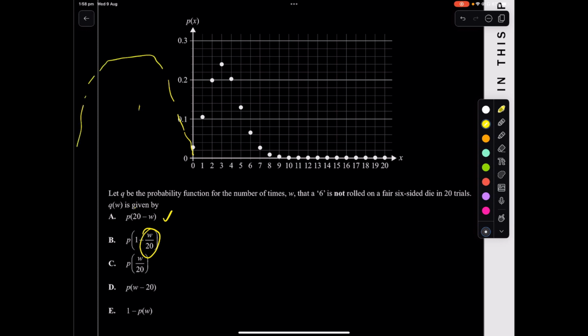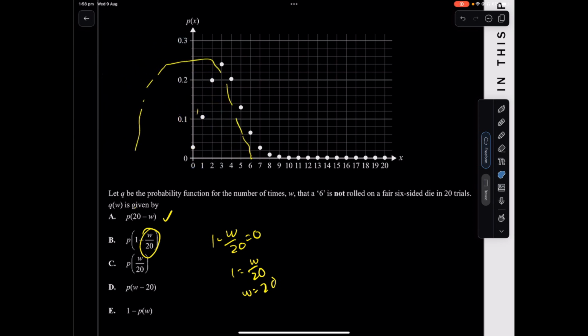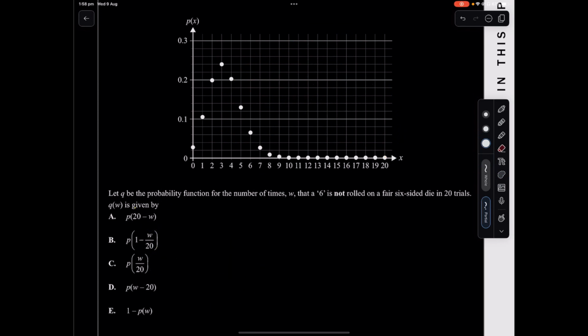And then it's been translated, so 1 minus W over 20 equals 0. It's been translated 20 units to the right. So let's take this whole graph, and let's say we were translating it 20 units to the right. So okay, it's here. 20 units to the right means here. No. That dilation has messed the graph up anyway. And this one, absolutely not.